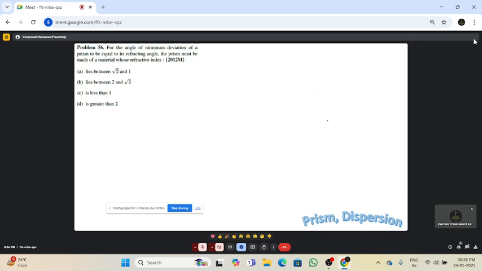For the angle of minimum deviation of a prism to be equal to its refracting angle, the prism must be made of material whose refractive index is? Any answers? Anybody found this? The angle of minimum deviation of a prism is to be equal to the refracting angle A. So they are asking to find the refractive index mu.